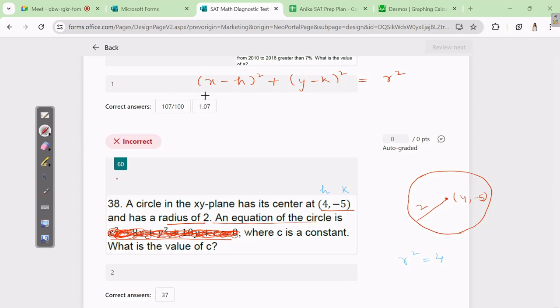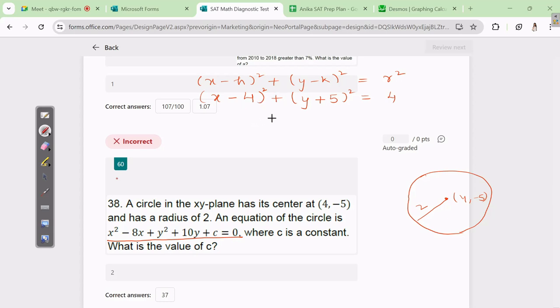Okay, so (x minus 4) squared plus (y plus 5) squared is equal to 4. Perfect. So we have written the equation in the standard form and we want to find out the value of c. And now they have given us the equation in the expanded form. Okay, they have actually expanded the standard form.